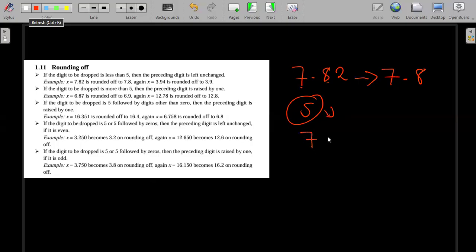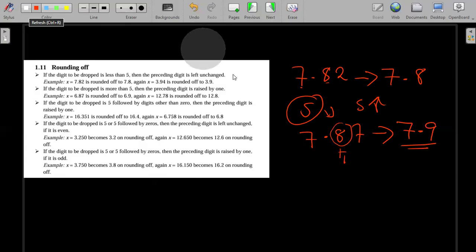The opposite is true if you have numbers which are greater than 5. Let's say we have 7.87, the same number, and we write it to two significant figures. In this case, the number after the 8 is greater than 5. So for numbers which are above 5, we usually add a 1 to the previous number. So to this 8, we'll add a 1, and we are going to have 7.9.